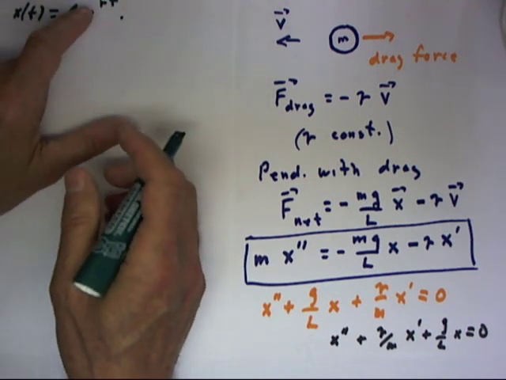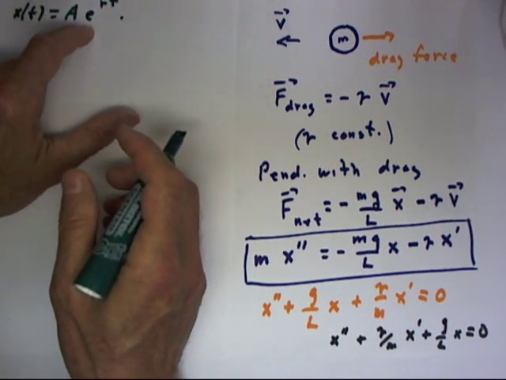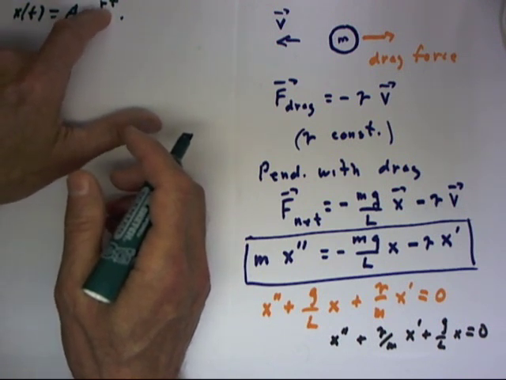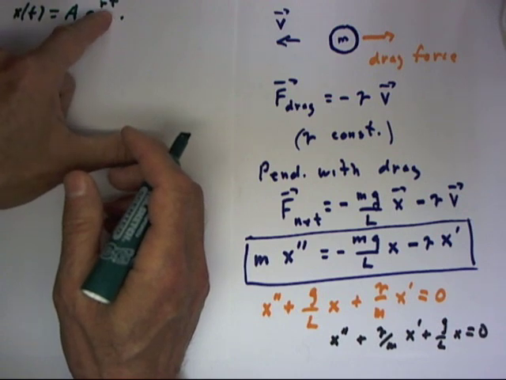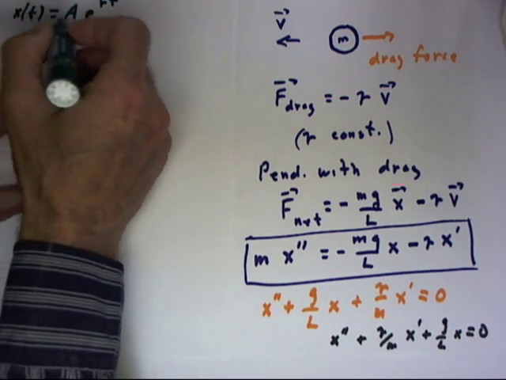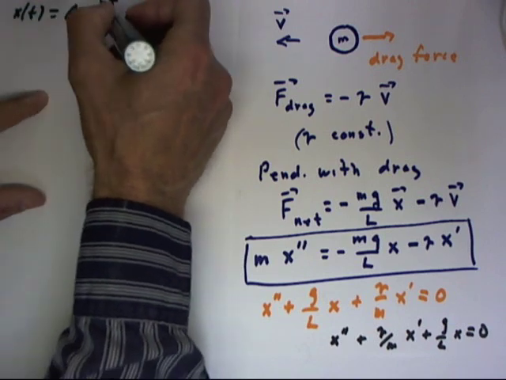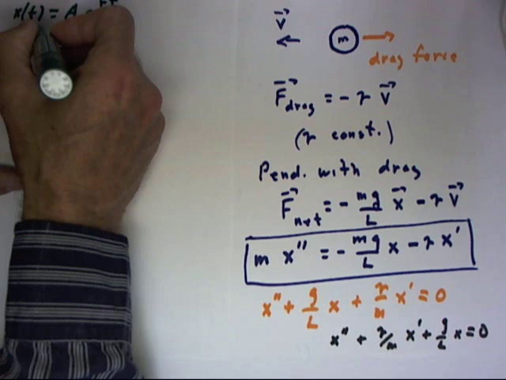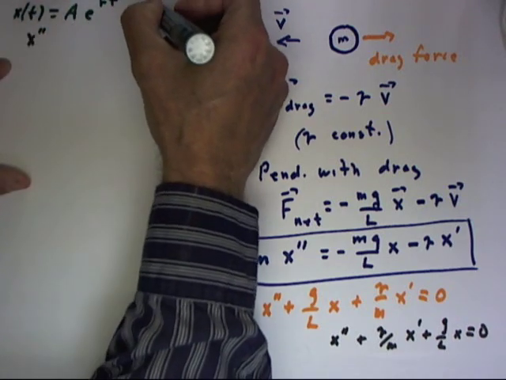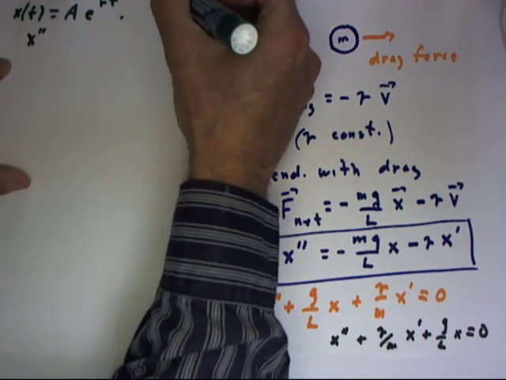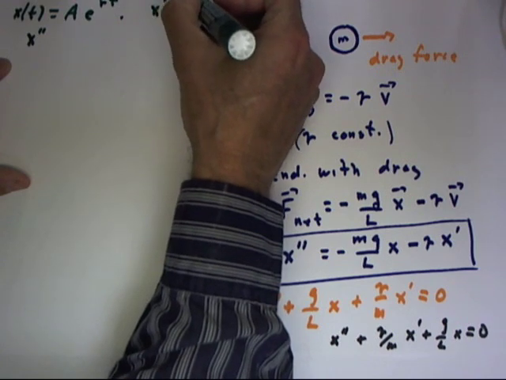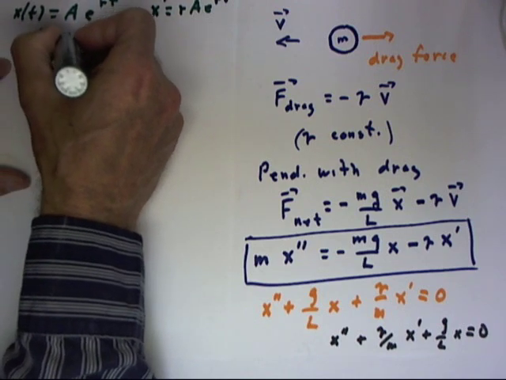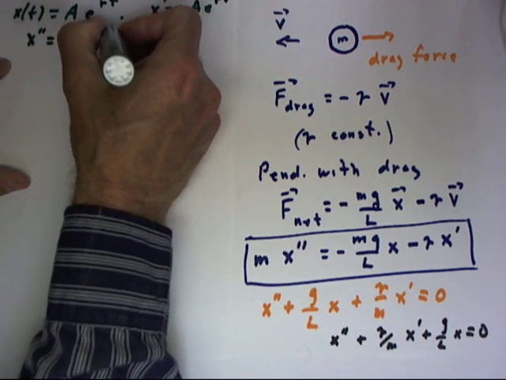So for this kind of application, at this point we're going to switch to r instead of k for the variable. Okay, so now if x of t equals a e to the rt, then suppressing the t notation, we see that x prime is going to equal r times a e to the rt. X double prime is going to equal r squared times a e to the rt.